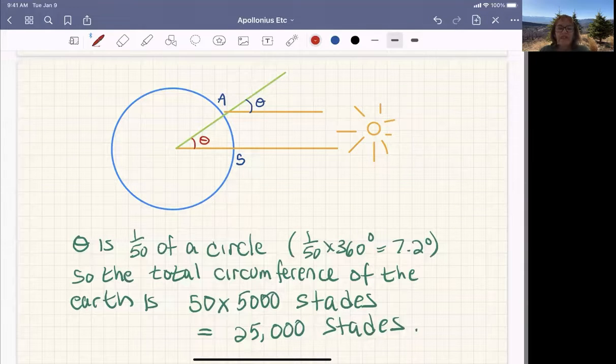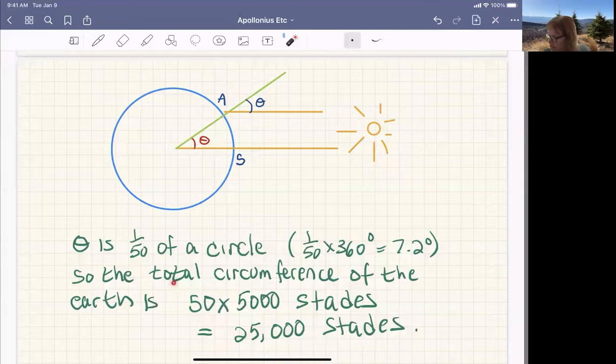So he measured theta to be 1/50th of a circle, meaning 1/50th the way around a circle. So in modern terms, we would say that it's 1/50 of one rotation around the circle. So that would be 7.2 degrees.